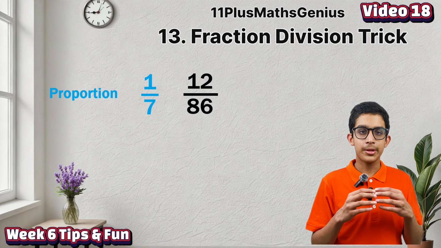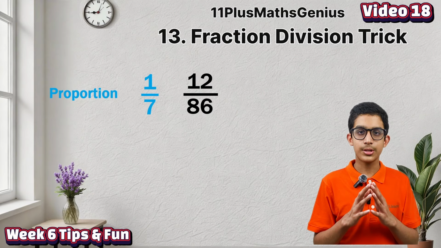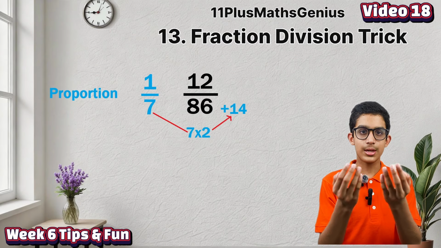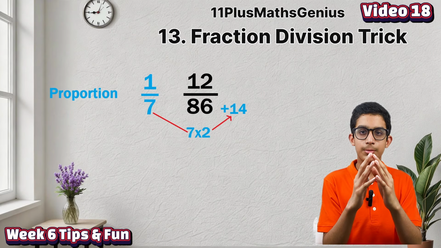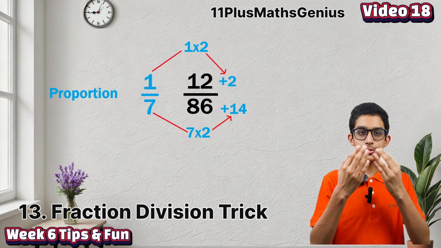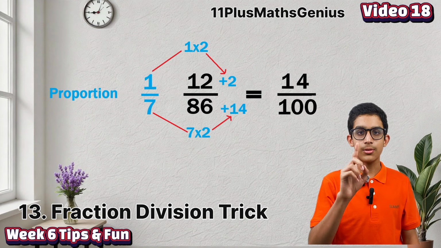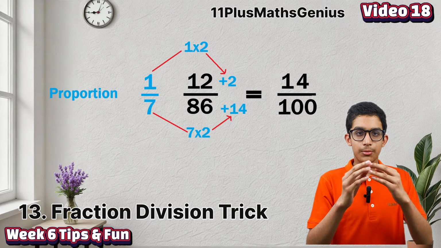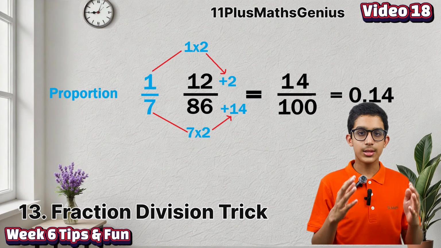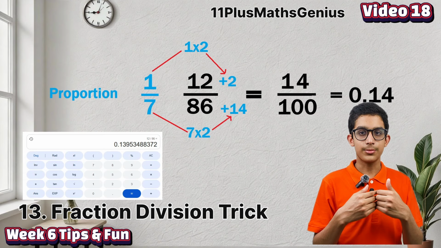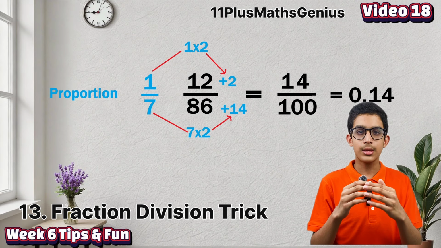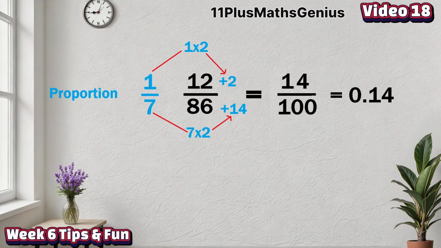Now, we make divisors to the nearest base, 10, 100, and so on. 86 is nearer to 100, so we add 14 to 86 and add the proportionate value to 12. That is, we multiply 7 times 2, which is 14. Similarly, we multiply 1 by 2 and add it to 12. So we have 14 divided by 100, so the answer is 0.14. Let's check with the calculator. 0.139, if we round it is 0.14. As I said, it is a close approximate value.